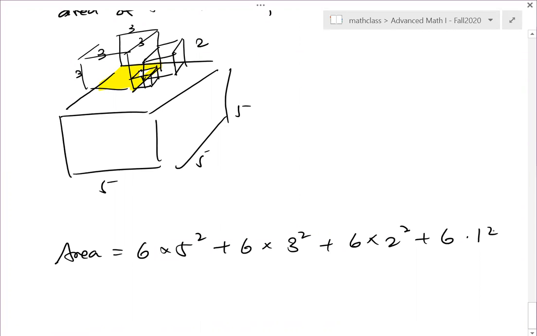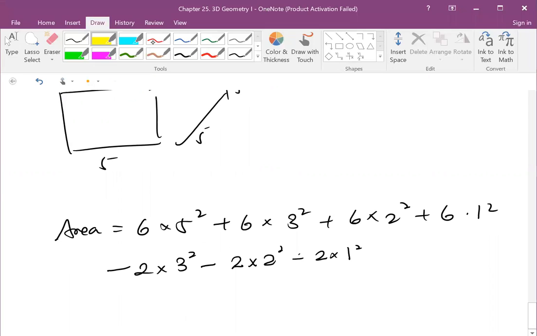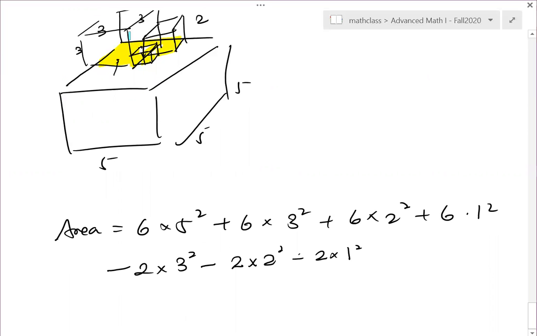Then you have to delete the common part, right? Twice, because when they're glued together, this piece is not counted as surface area, so it should be twice times 3 squared. Okay. Then also minus twice 2 squared and minus twice 1 squared. Okay, but those are the faces, the yellow faces, on the larger cube. Then you have to take care of the cube.